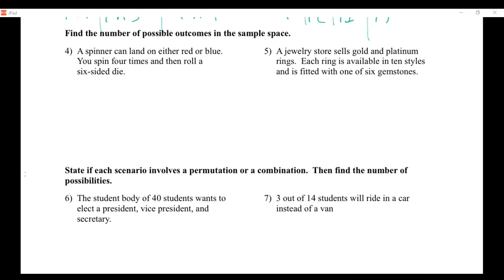Then we move into what we've been doing for the past few weeks. If it says find all the possible number of outcomes, just the way this worksheet generator works, that's going to be the fundamental counting principle. Every time something happens, you multiply by the number of options you have. Here, you spin a spinner 4 times, and it can be either red or blue. So there's 2 options per spin. For every spin, you multiply by 2. Then you roll a 6-sided die, so you would multiply that by 6, which would be 12, 24, 48, 96, which is 96.